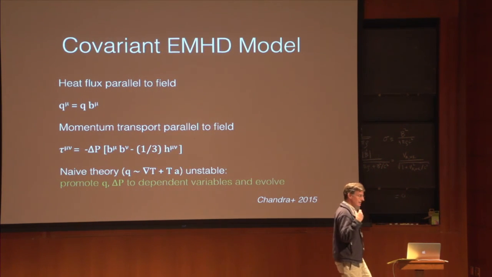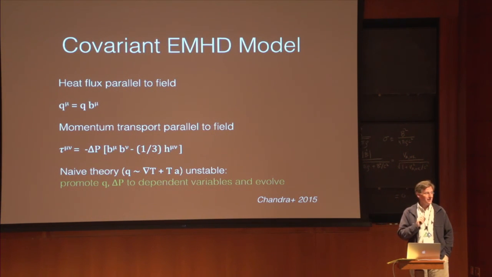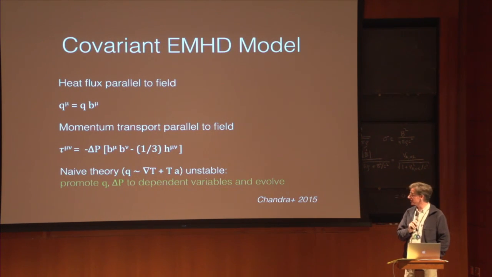Okay, so if you write down this naive theory, then you find that it's unstable and that the instability is so powerful that the water in the cooler outside would become unstable on a timescale of about 10 to the minus 30 seconds. Okay, so that's obviously wrong. And that's all got to do with the presence of this 4 acceleration term.